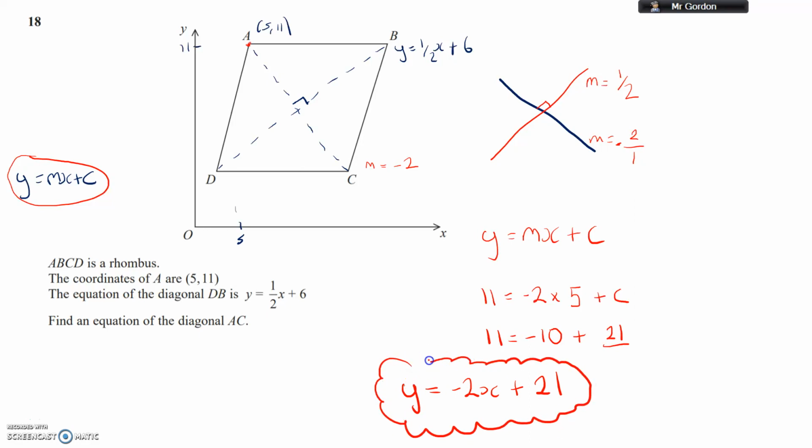Okay, I hope that's made some sense. I'll try to explain all the different bits that you need to know as much as I can. So if any of that is a bit unsure, go and have a look at negative reciprocal and perpendicular line gradients in another YouTube clip.